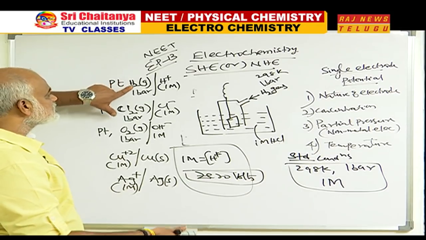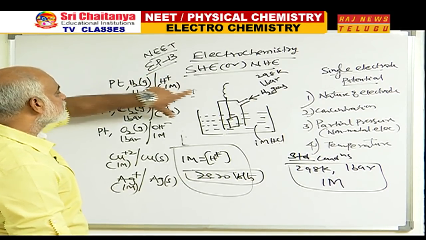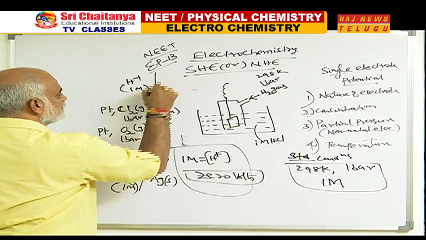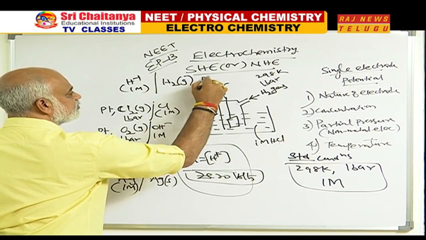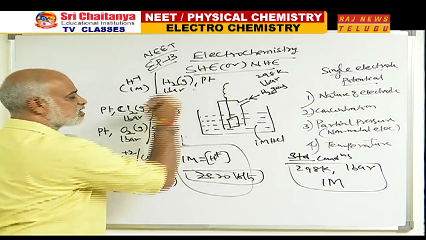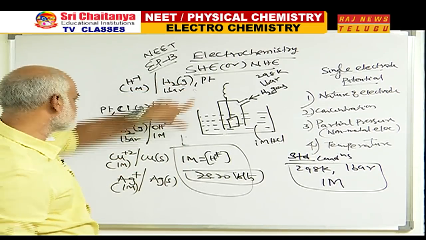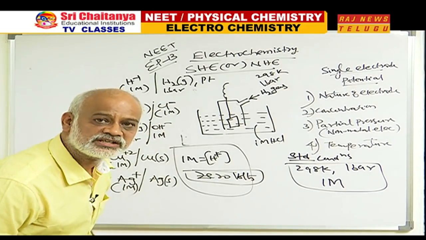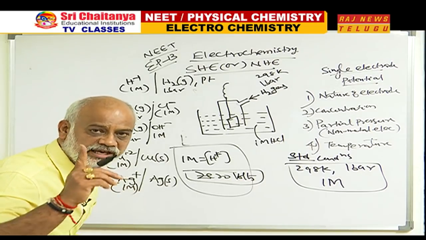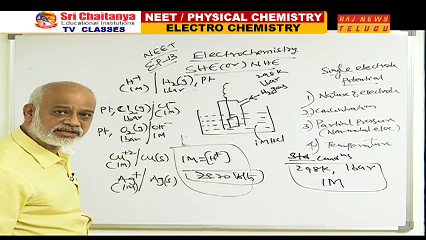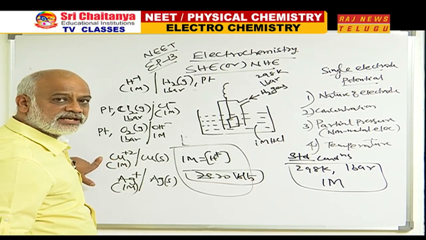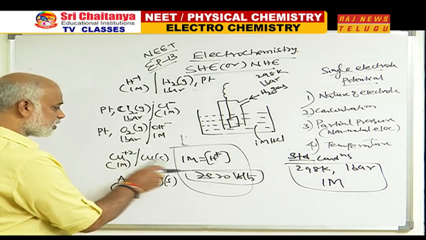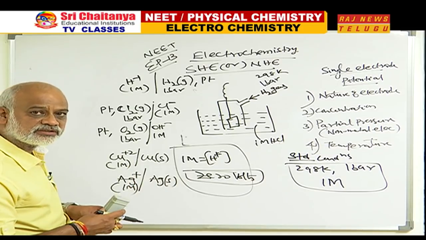So, in the representation you see 0 to plus 1. It is better to write H plus 1 molar, H2 gas, platinum. Why? Because it is always better to go with reduction. Therefore, plus 1 to 0, reduction; 0 to minus 1, reduction; 0 to minus 1, reduction. In all cases, I am following the same pattern. Agree? Then, if it is a metal electrode, Cu plus 2 to Cu, Ag plus to Ag, reduction.